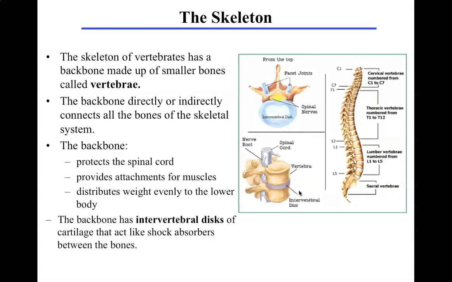Okay, the skeleton of vertebrates, so animals with a backbone, these animals have a bunch of little bones called vertebrae, and the vertebrae surround the spinal cord, right?